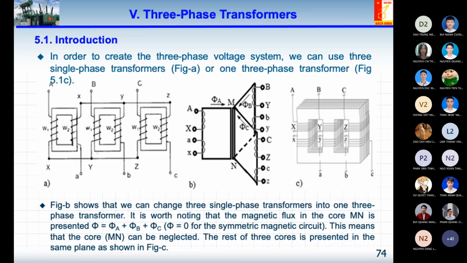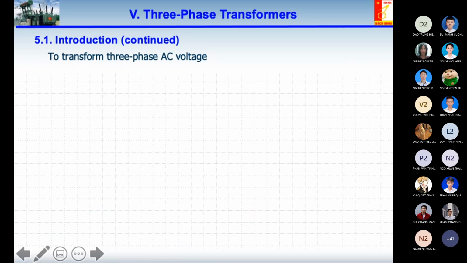But for example, for the transmission transformer, they usually use three single-phase transformers. And of course, for the distribution transformer, they can use a three-phase transformer, and I show you in figure C here, this thing here.